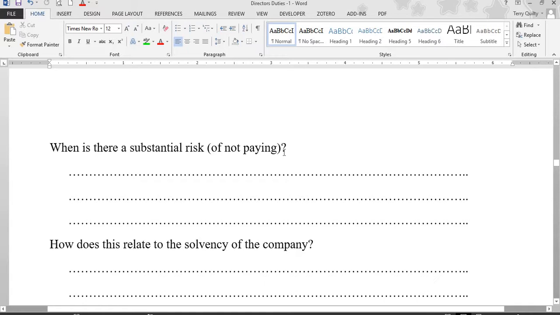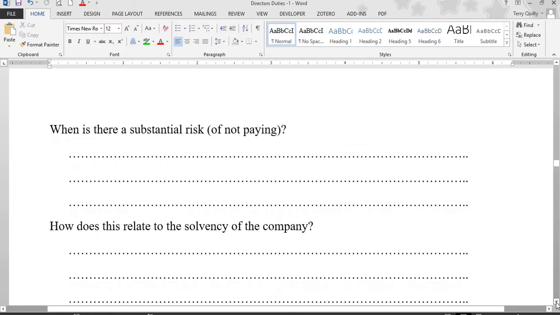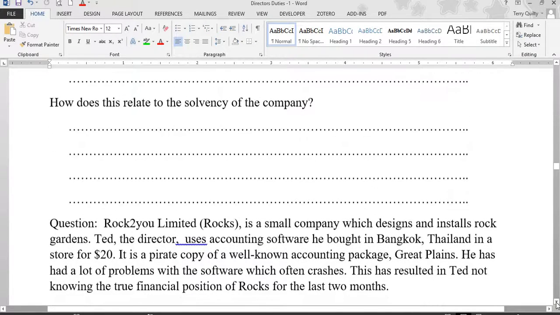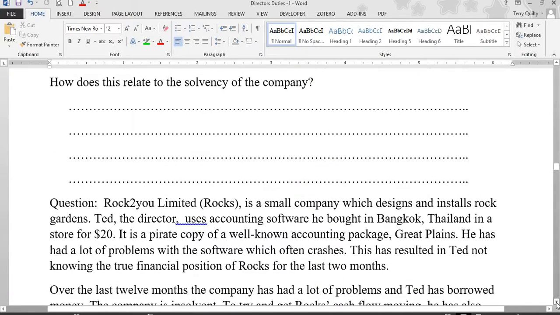Now, not paying means not having the money when it's due. And that could be because you simply have no profit in the business, that you don't have sufficient financial resources, that you don't have an overdraft facility with the bank. And that's a matter of budgeting, cash flow spreadsheeting, and knowing that you can pay. How does it relate to the solvency of the company? Because not paying is a solvency question. A company is solvent if it can pay its debts as they fall due.